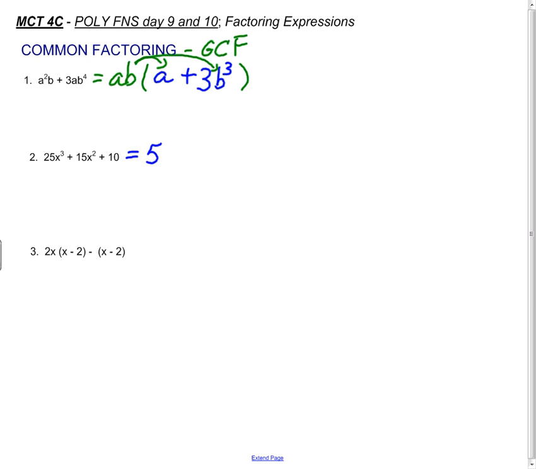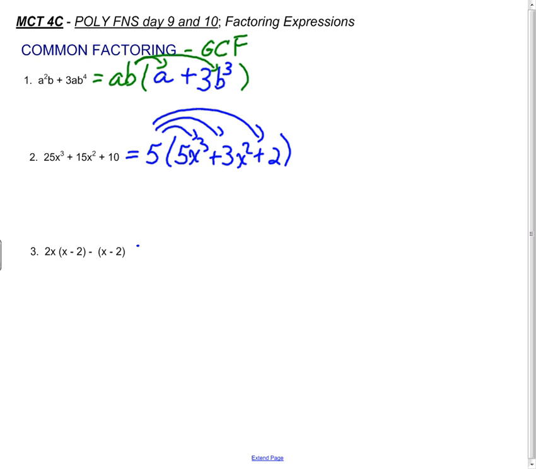For the second one, there is a greatest common factor of 5. There aren't x's in all 3 terms. So we would throw up a set of brackets and determine what I would multiply 5 by to get the 3 terms that I started with. 5 times 5x cubed plus 3x squared plus 2. Greatest common factored.